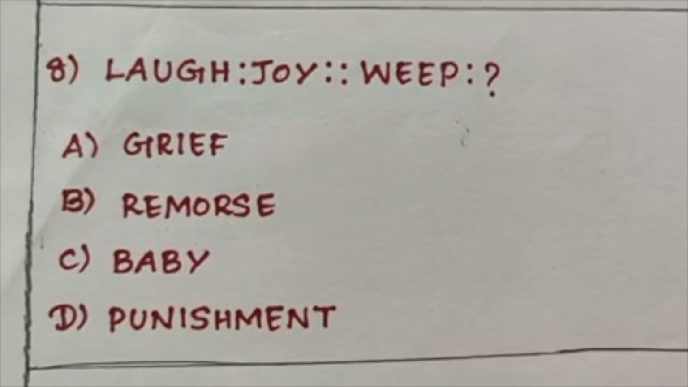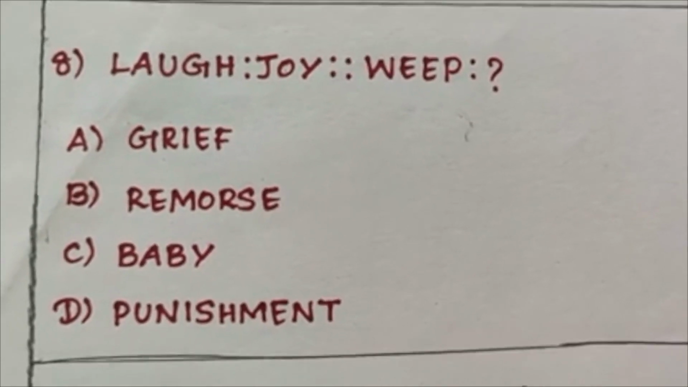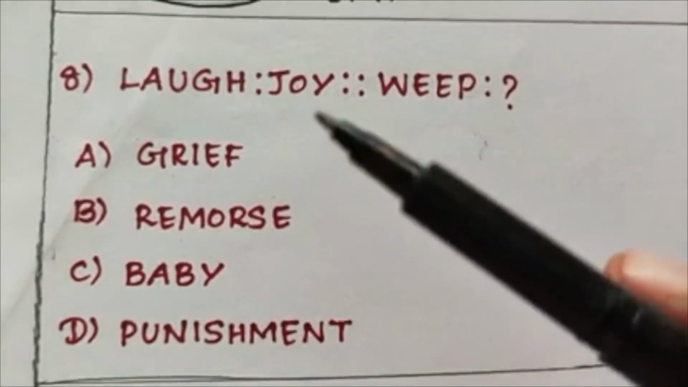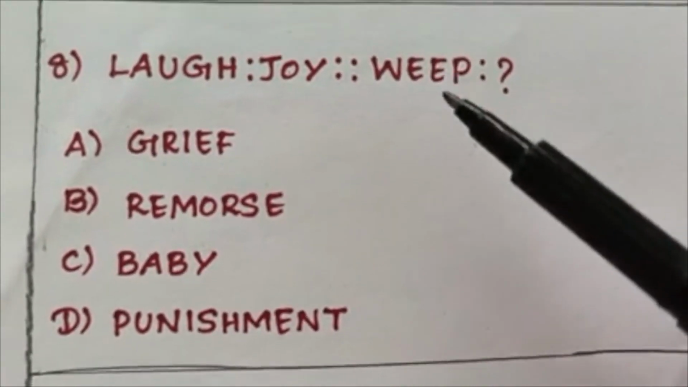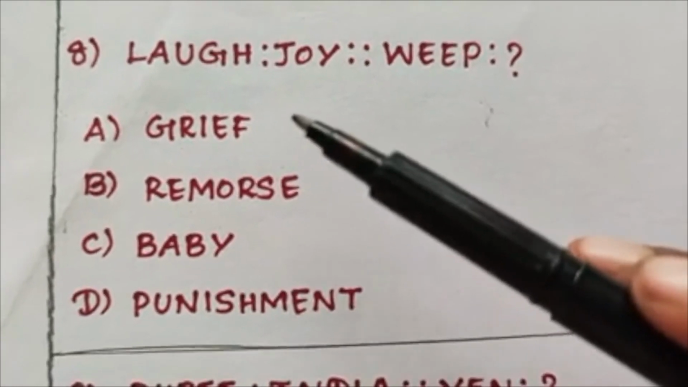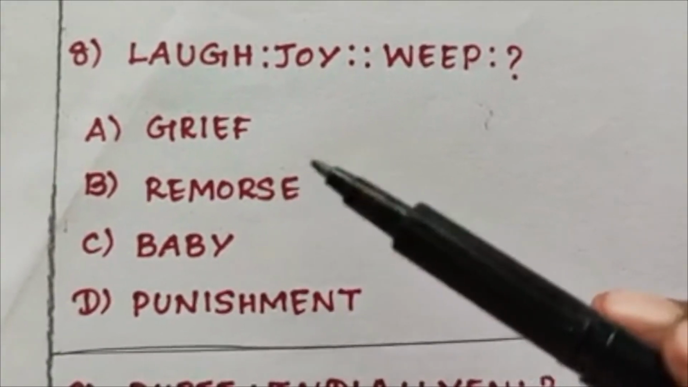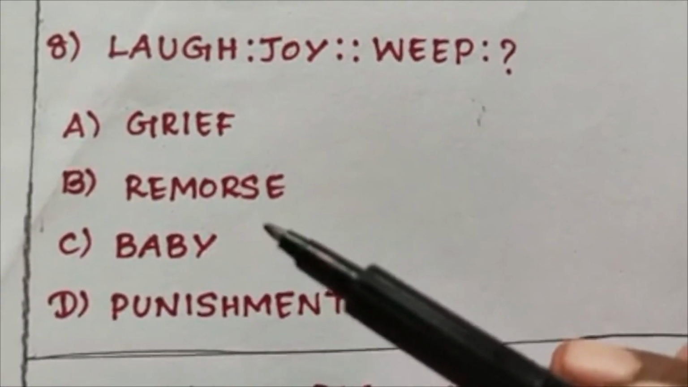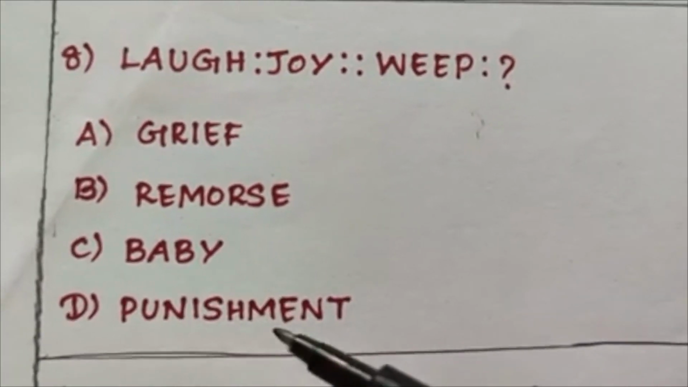Question number 8. Laugh is related to joy. In the same way, weep is related to what? Option A, grief. Option B, remorse. Option C, baby. Option D, punishment.